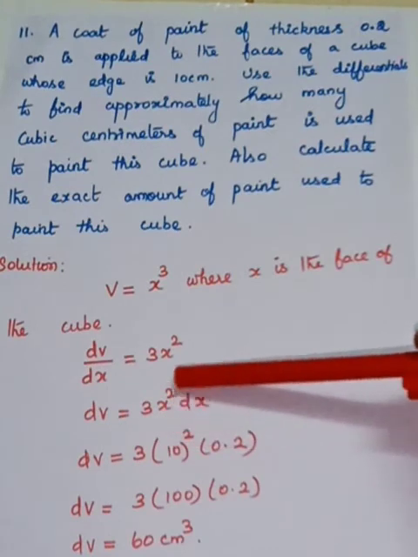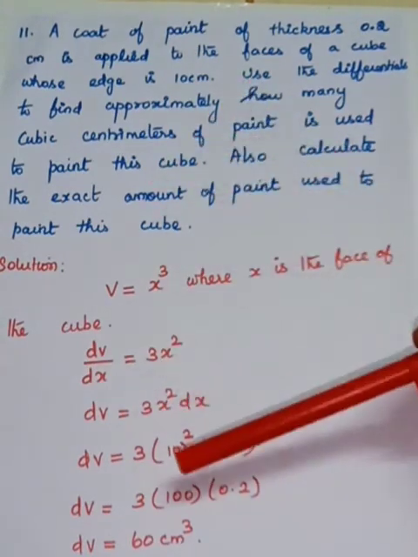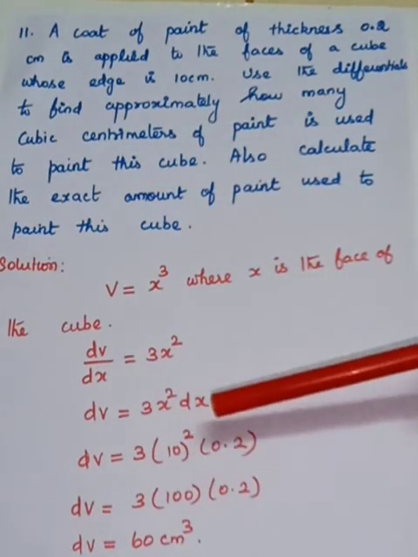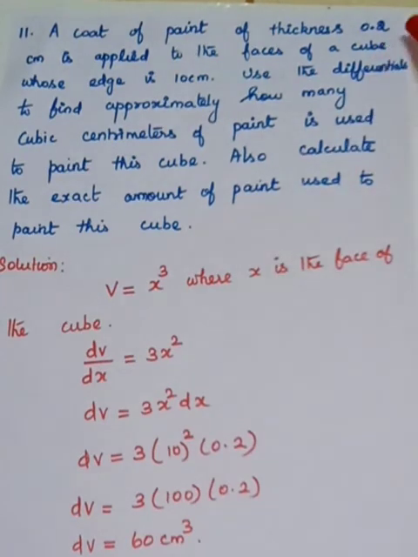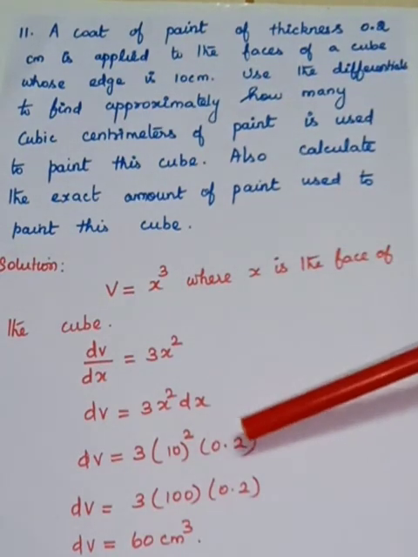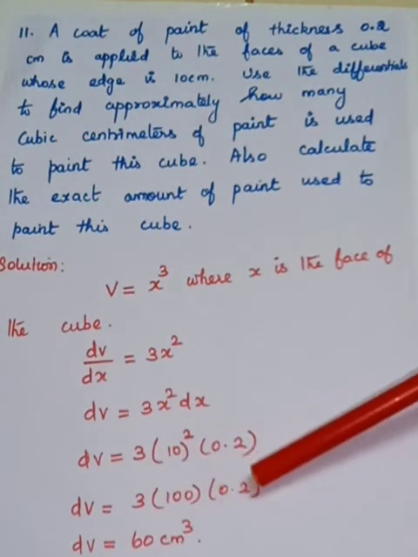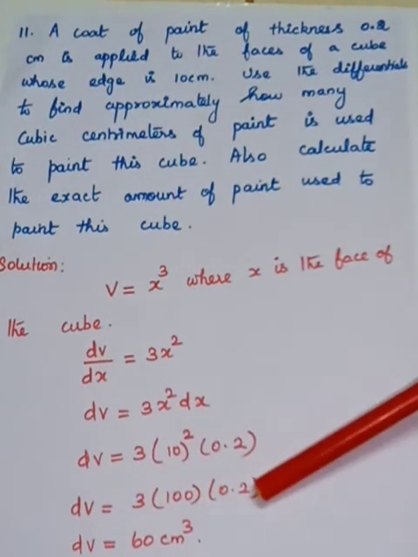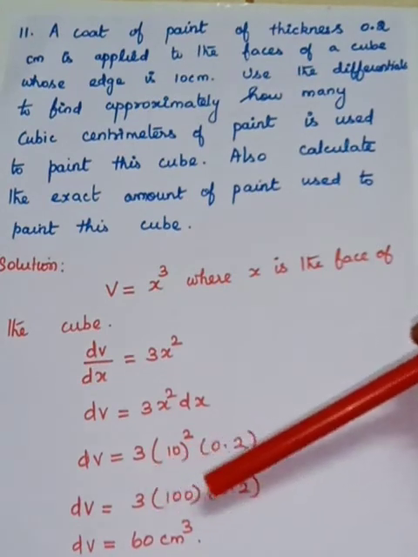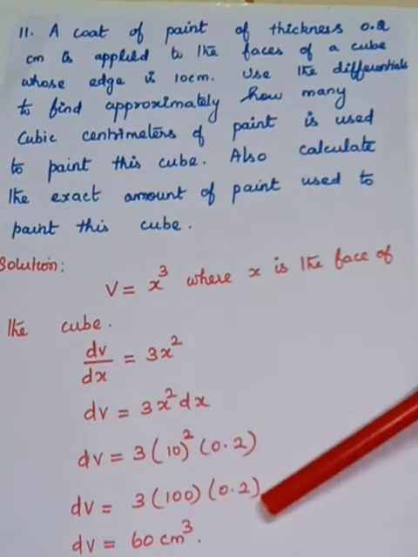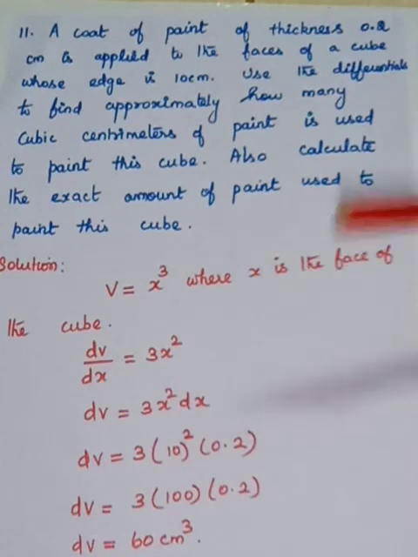So here what is your x? x is equal to 10 centimeters, so 10 the whole squared. What is dx? It is the thickness, given as 0.2. So your answer is 3 into 10 squared, which is 100, into 0.2. 3 2s are 6, so 3 into 0.2 is 0.6. 0.6 into 100 is 60 centimeter cube.